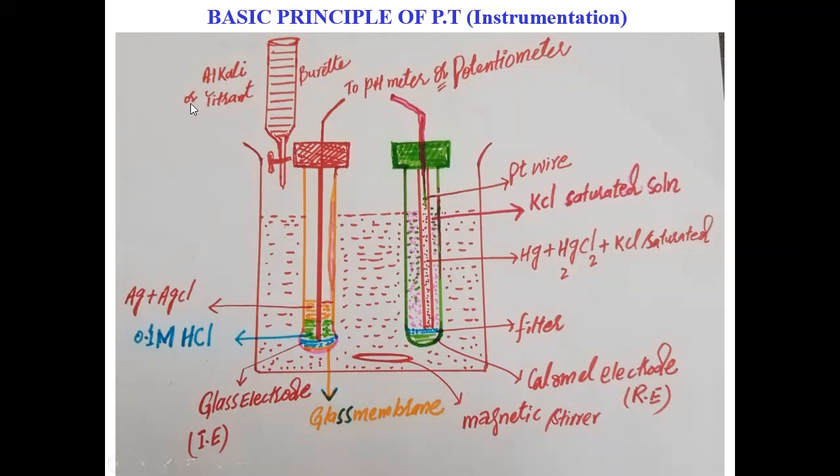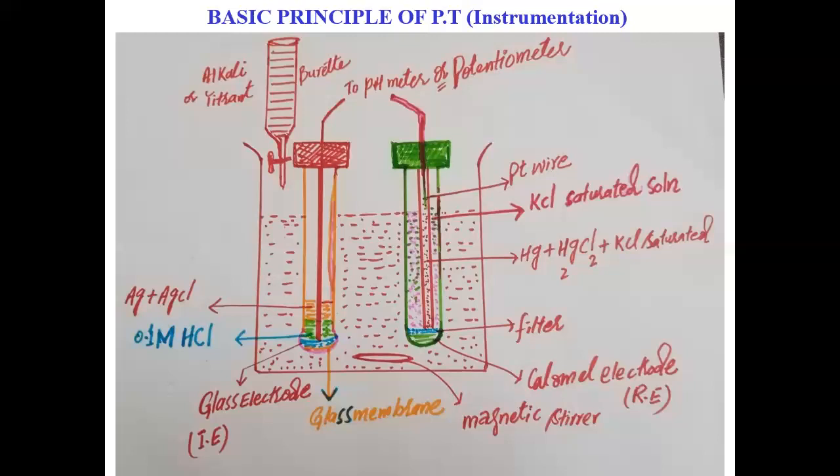You can see this is the glass electrode. This is the indicator electrode, and its potential varies with the concentration of the analyzed solution in which it is dipped. So its potential is linearly dependent on the concentration of the analyzed solution.